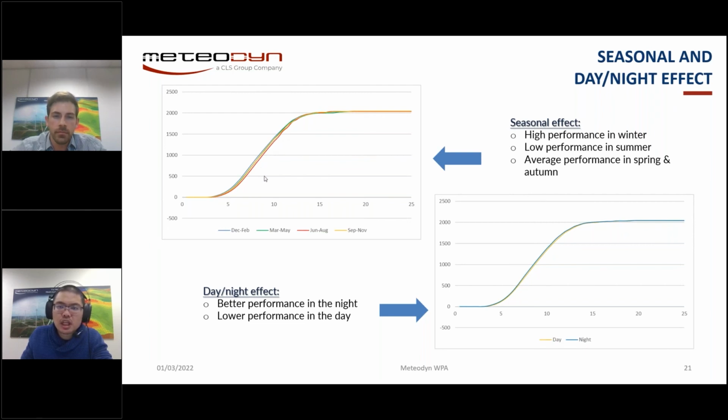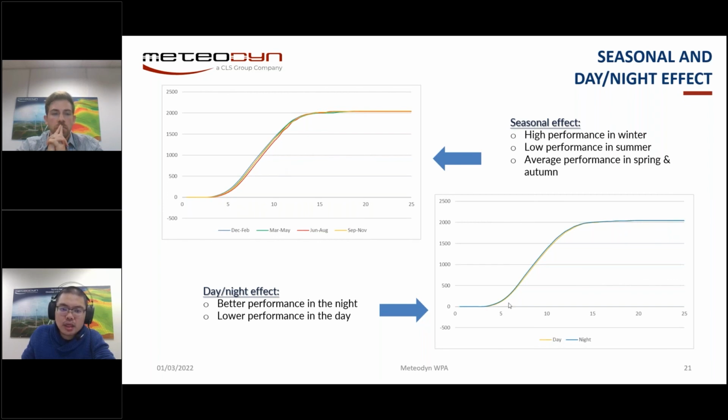The explanation could be based on the temperature. Here in France, it's colder in winter than in summer. So the density of the air is much higher than in summer. Therefore, the kinetic energy of the wind with the same speed is higher, which provides much more energy than in summer.